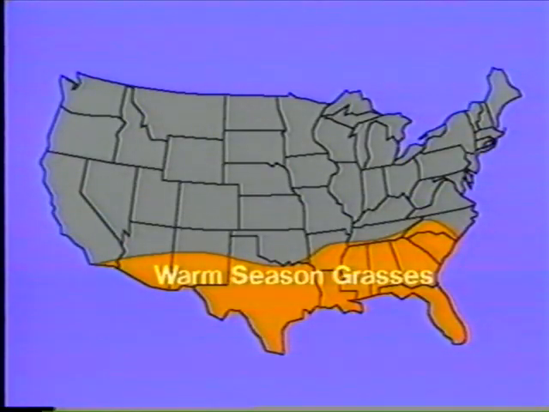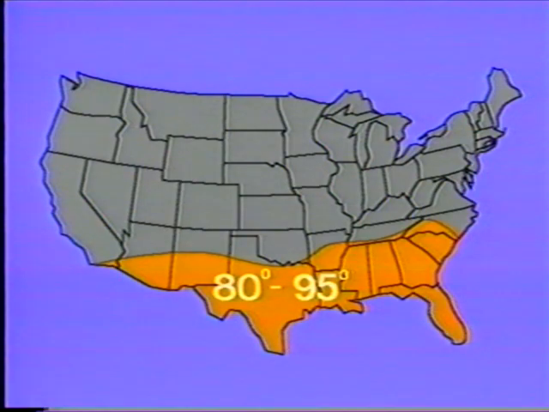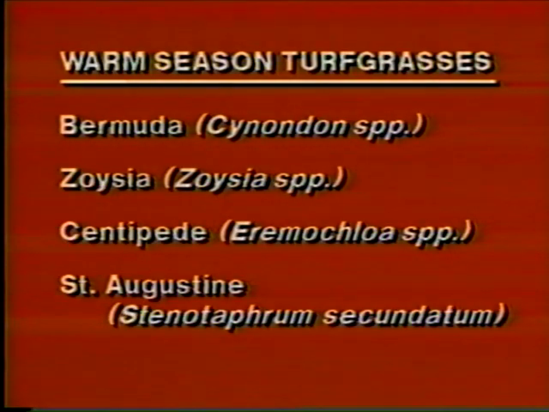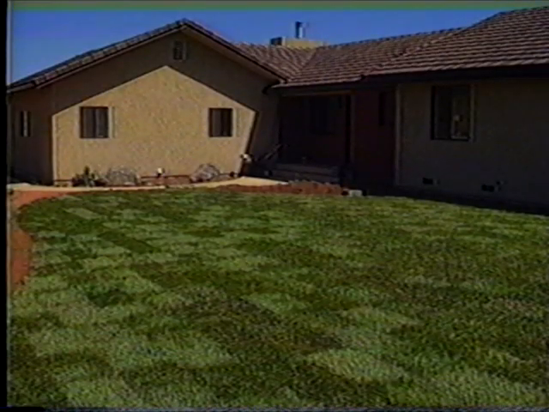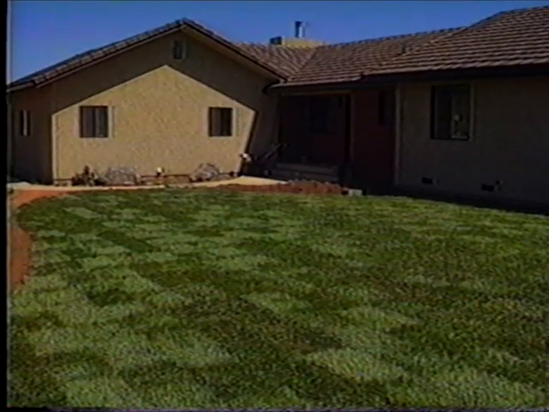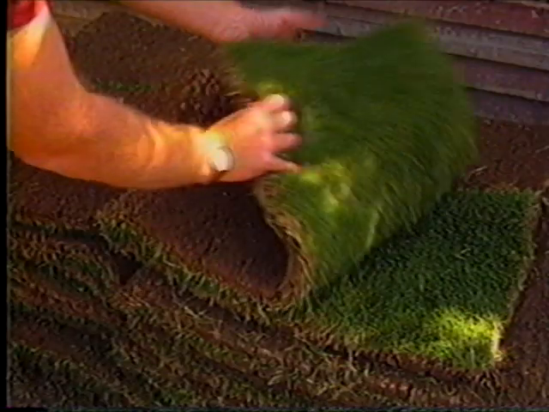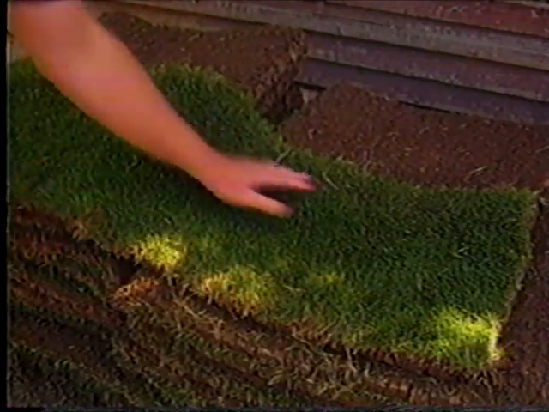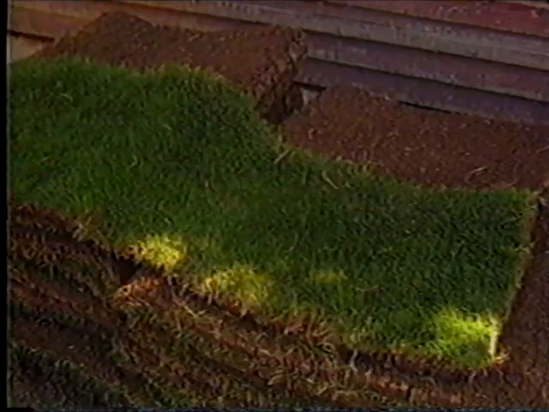Warm season turf grasses thrive in the heat of the south and southwest. They grow best when temperatures are between 80 and 95 degrees. Bermuda is the most common warm season turf grass. Other examples are zoysia, centipede, and St. Augustine. Usually, when establishing a warm season lawn, a single type of grass is used. They're often started vegetatively, as in this Bermuda sod.